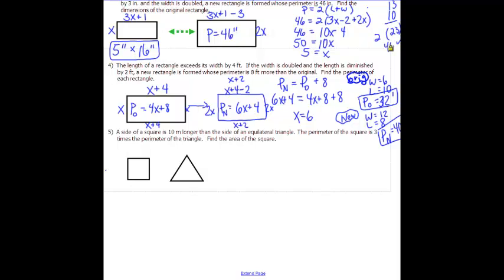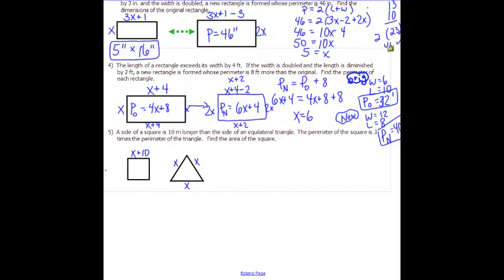Excellent. Let's move on. We're mixing it up with a side of a square and an equilateral triangle. A side of a square is 10 meters longer than the side of an equilateral triangle. Equilateral means all sides are the same. So I'm going to let each of these sides be x. The side of the square is 10 meters longer. Again, it's a square, so all sides are the same length.